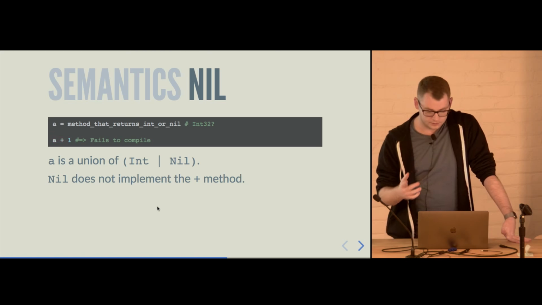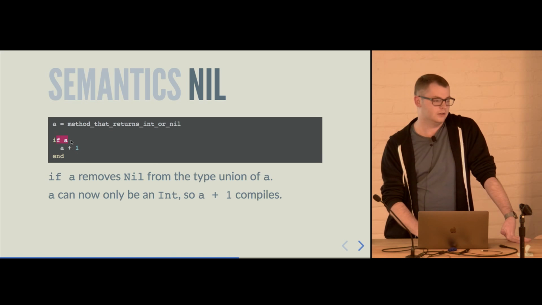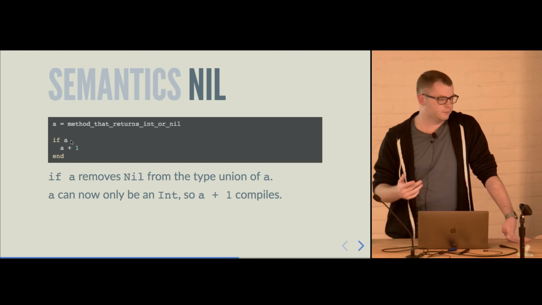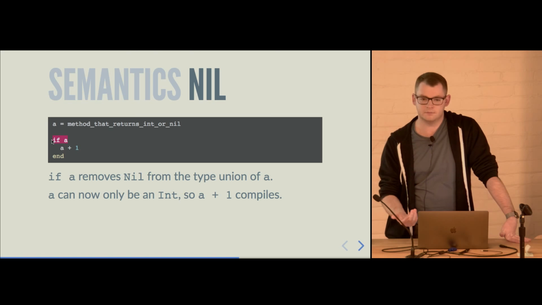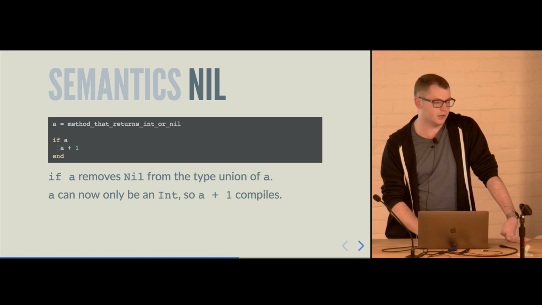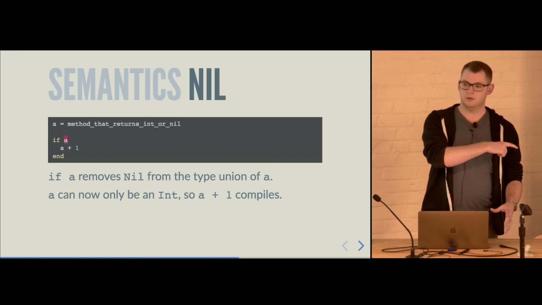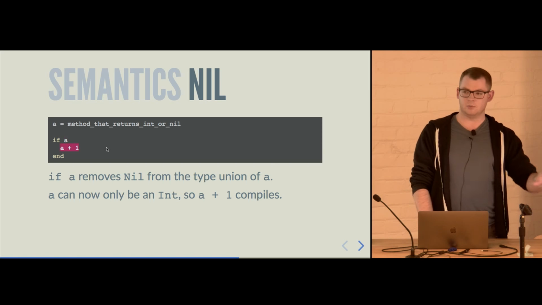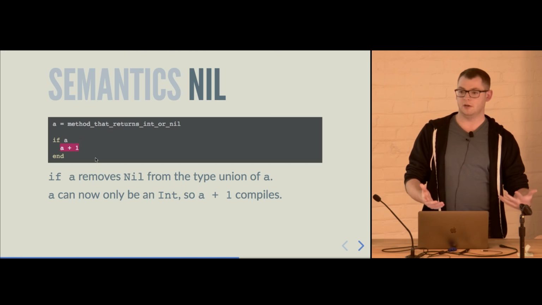Well, luckily, the language has some semantic behavior with conditionals, where if a, nil is a falsy value, right? Nil and false are the only falsy values. So this condition will never be true if a is nil. So inside of this block, inside of the if condition, it'll say, oh wait, if a was nil, that's not going to work. So it'll take off the nil type from whatever you're doing inside here. In this case, we had int or nil. Inside this block is only going to be an int. And if I had an else block on there, then inside that else block, it would only be nil.